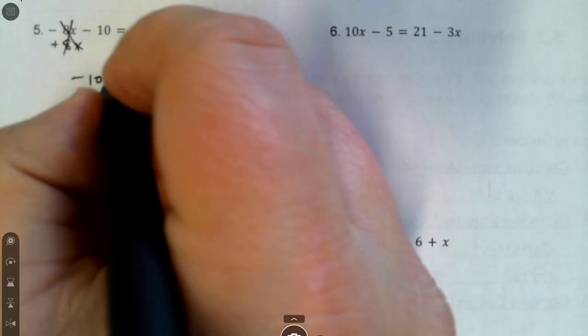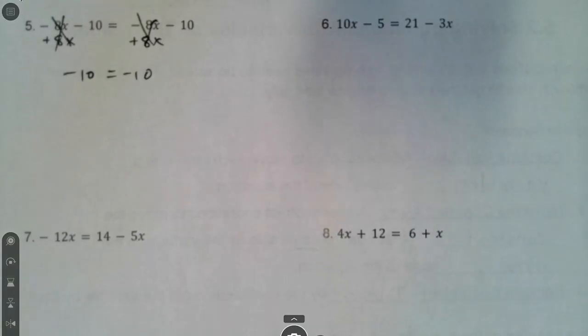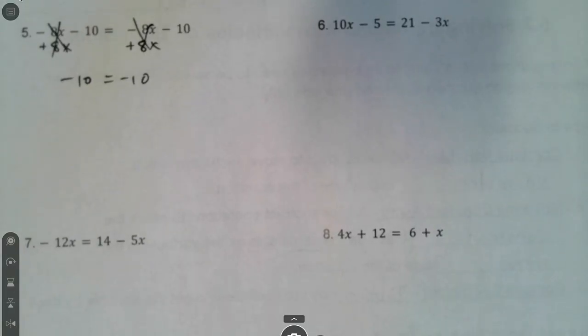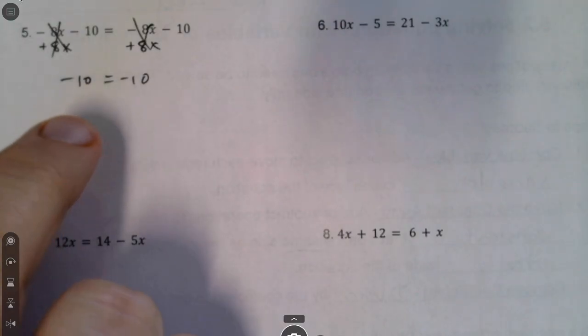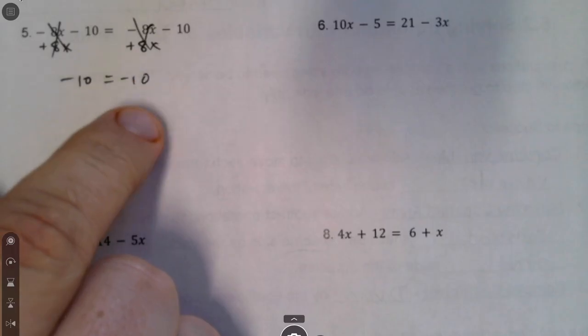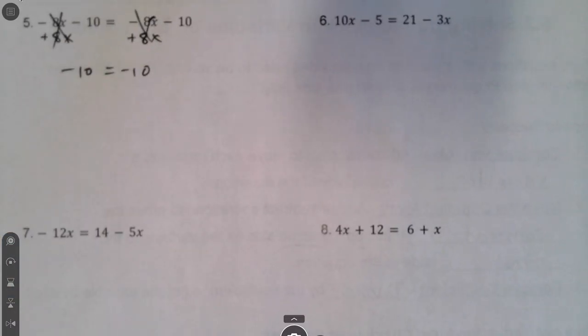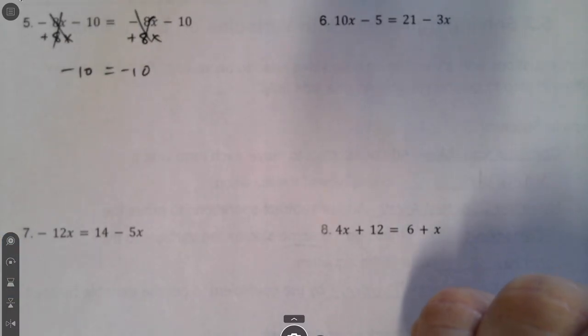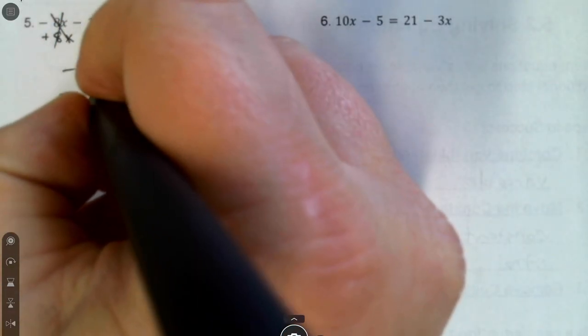That gives us negative 10 equals negative 10. So something similar to number 3 happened here. The variables disappeared. But there is a difference between what happened in number 3, where we got no solution, and this one. In number 3, the result we got was false. 18 does not equal negative 2. But negative 10 does equal negative 10. So that means that this is always true. That means you have infinite solutions.